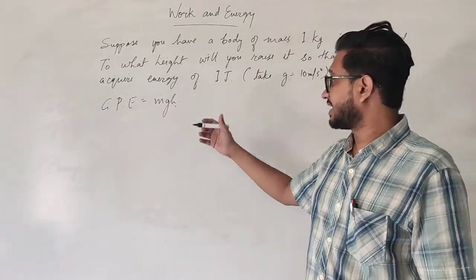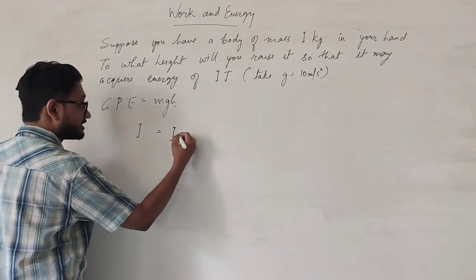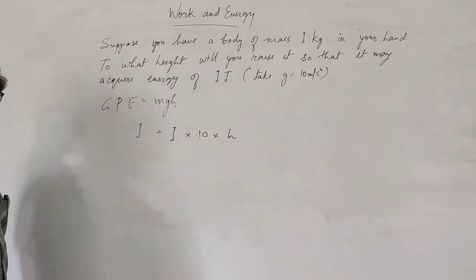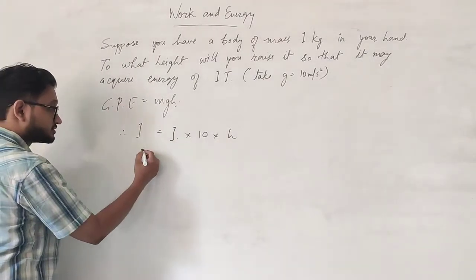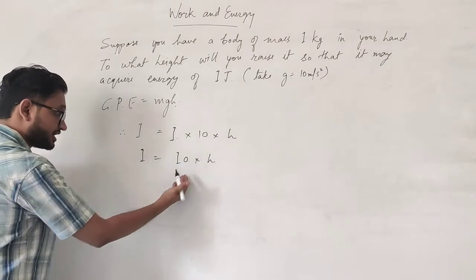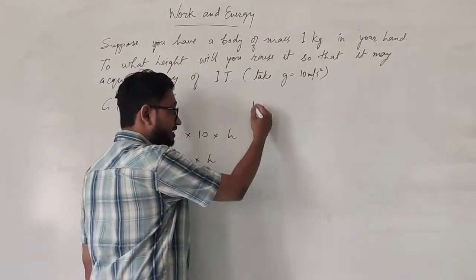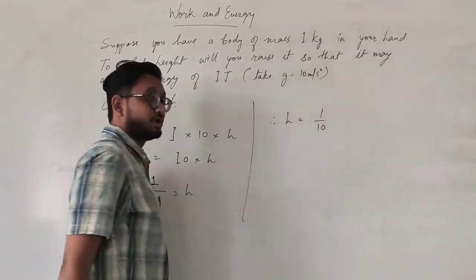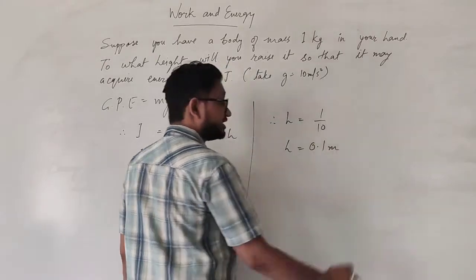Okay? So substituting the values, energy is given as 1 joule equals mass is 1 kg, gravitational acceleration is 10, h is the height. You need the value of height. 1 into 10 is 10, so it becomes 10 into h. We need the value of h. So by cross multiplication, it becomes 1 upon 10 equals h. So ultimately you can write h is equal to 1 upon 10, and 1 upon 10 is written as 0.1, so it is 0.1 meters.